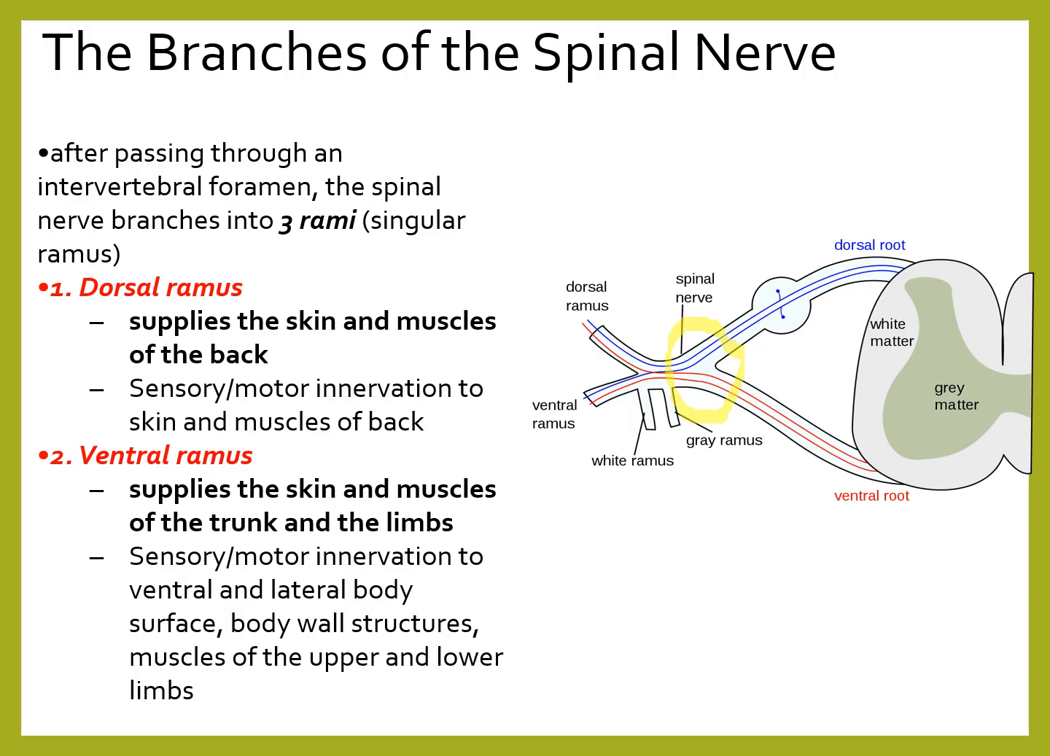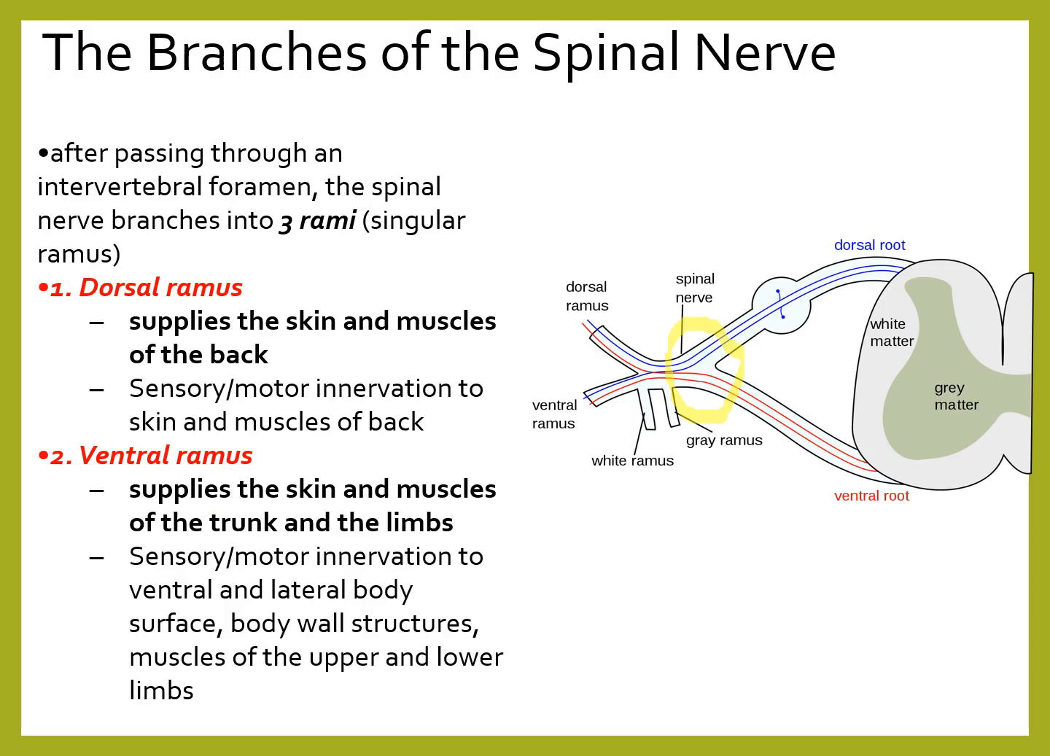So you have a small, thin dorsal ramus, which is going to go off to the back of our body. It is going to supply the skin and musculature of the back, meaning sensory and motor innervation from that area is going to come in and out of the dorsal ramus. Sensory information coming from the skin on our back will go in the dorsal ramus. Motor commands going out to the musculature of our back will pick the dorsal ramus.